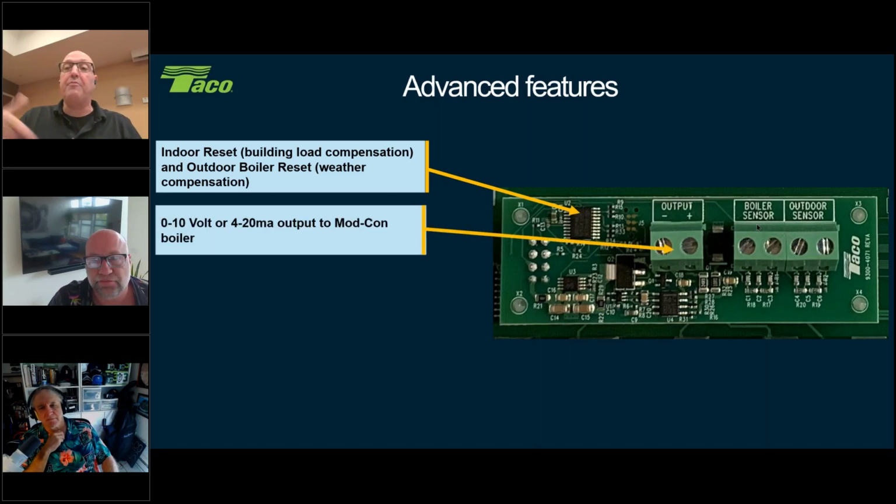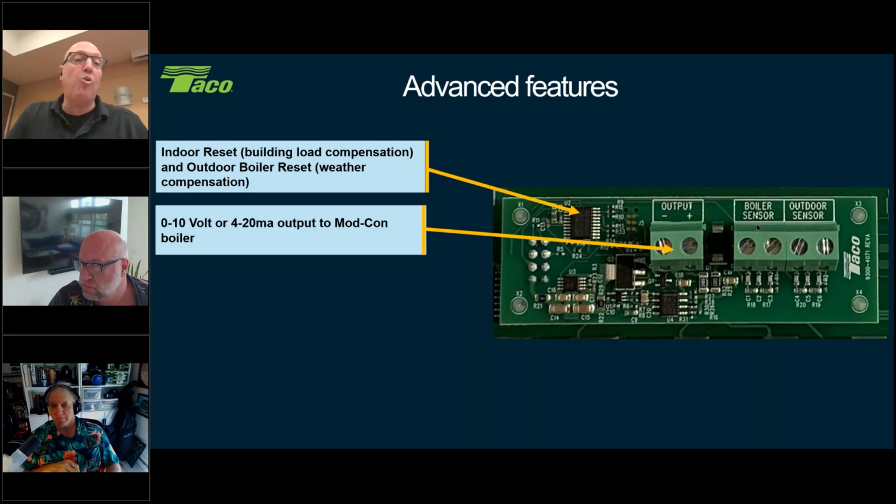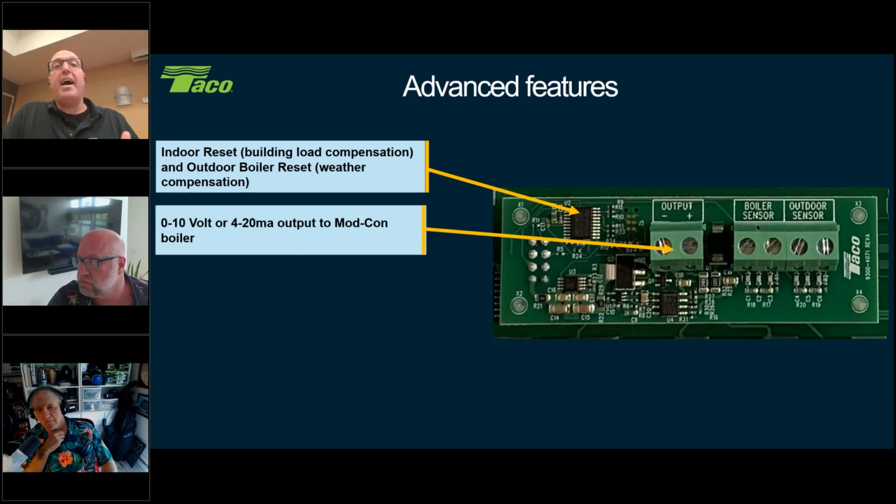All right, so the card itself is going to come with one temperature sensor. You'll have to add the outdoor sensor. The next terminal that you see here is the output terminal, the 0 to 10 or 4 to 20 output. So there are some boiler manufacturers now that have a 0 to 10 input. What that is going to do is that we can tell the boiler what firing rate to go to. Because right now you've got a boiler, you're going to hook up their end switch terminals.